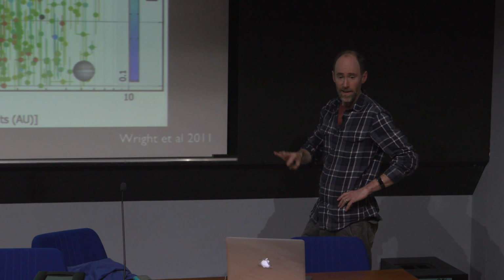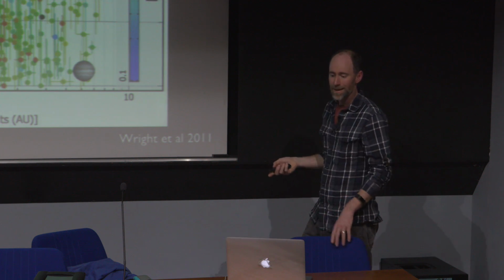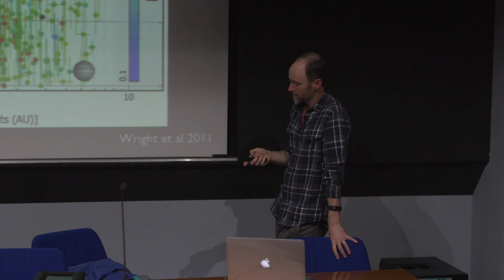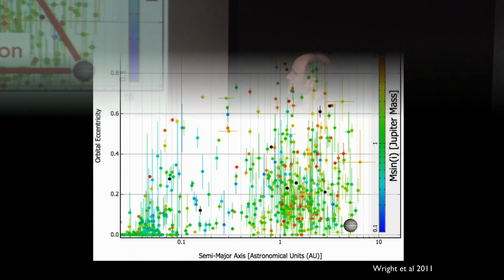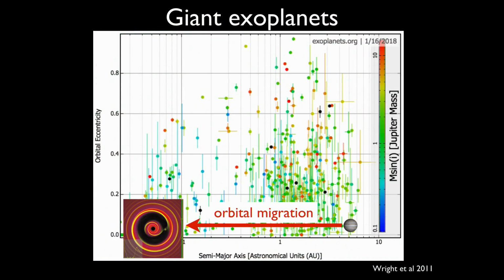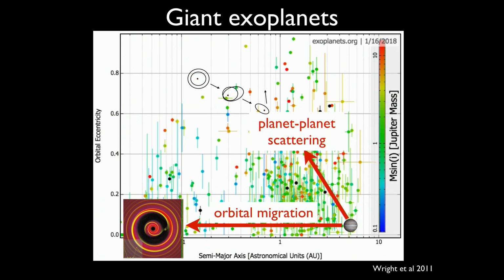And we think that this diagram can be explained mainly by two key processes. One of them is orbital migration, like we talked about, and orbital migration would cause Jupiter-like planets that formed here to go inward. The other is dynamical instabilities, also called planet-planet scattering, that would cause planets to go up by giving them higher eccentricities.